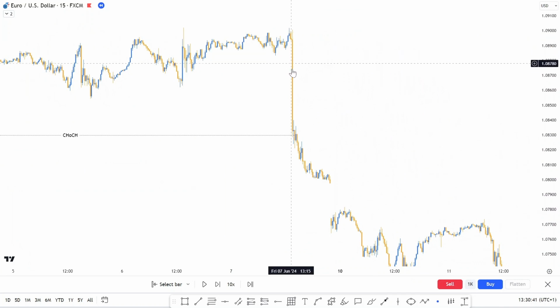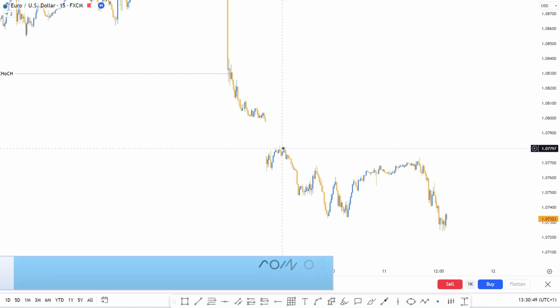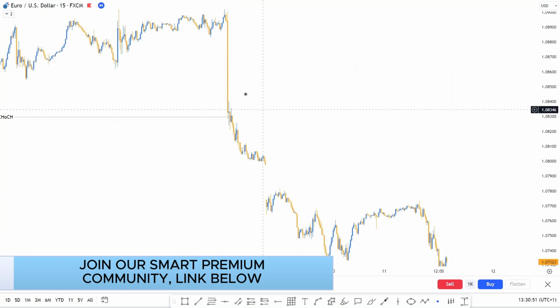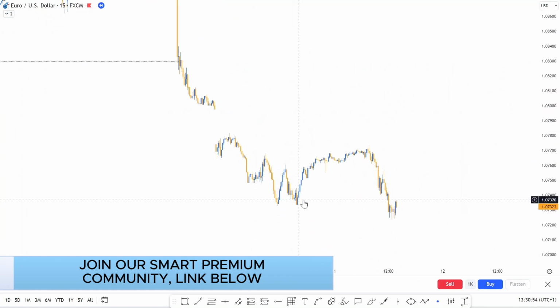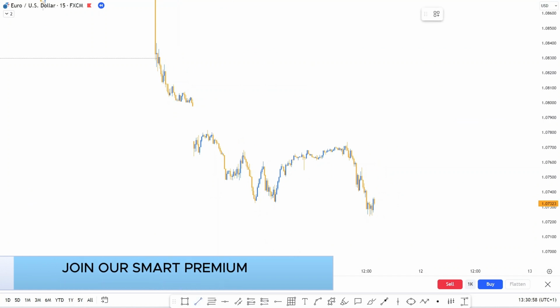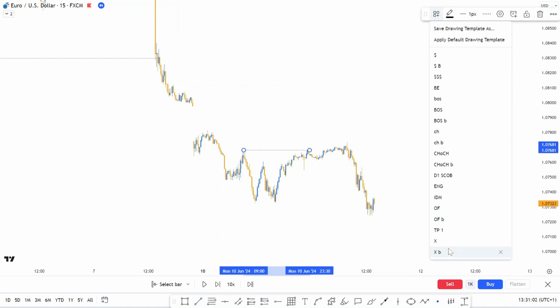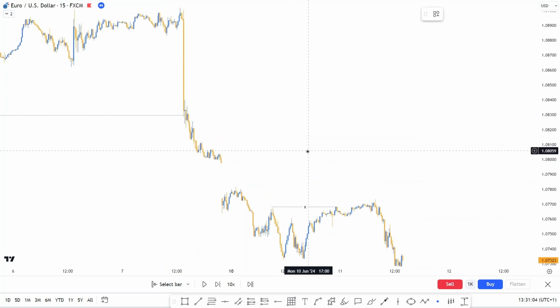And here you see that this move was caused by high impact news, and we notice that the market is really struggling to push higher to take out any inducement, because the bearish momentum is really high over here. Until here, the market has taken out this inducement. So this one here is the first inducement that the market has taken after this high impact news.